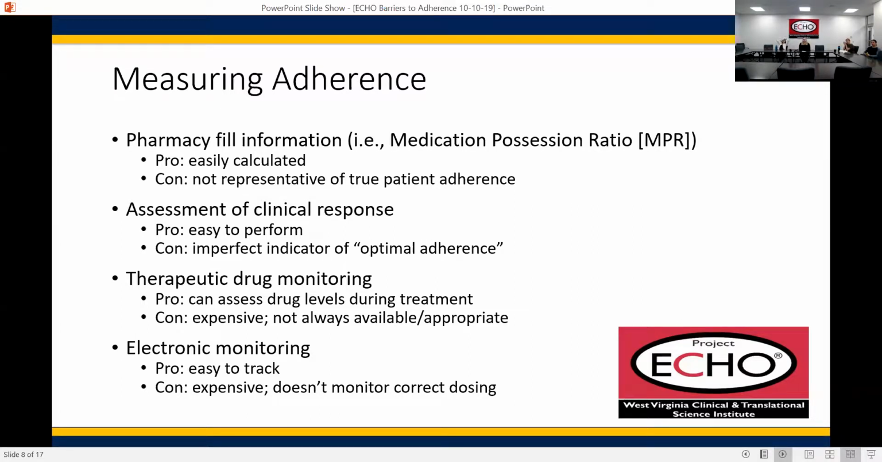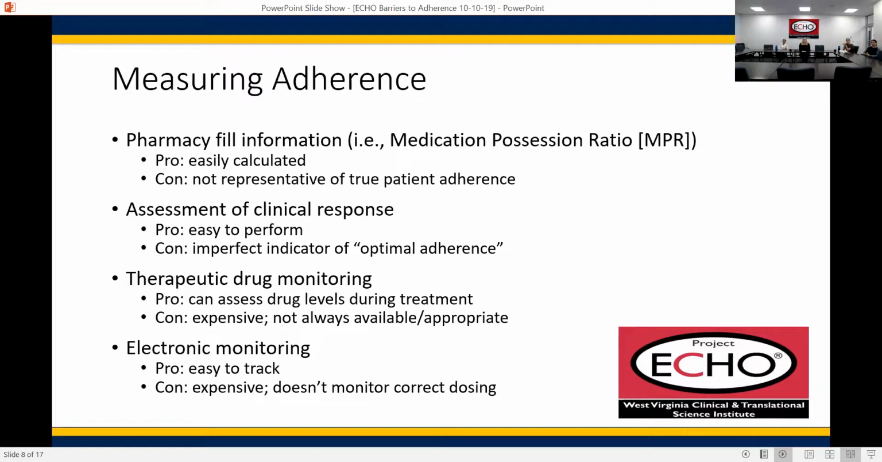Another way you can do it is looking at pharmacy fill information. This is something that we do a lot in the specialty pharmacy, is look at medication possession ratio. So we're looking at how many pills do they have over a specific period of time, and we get that rate of adherence. The problem with this, although it's easy to calculate, is that it's not truly reflective of the patient's adherence. Just because they fill the medication does not mean that they're taking it correctly. So there are flaws to that one.